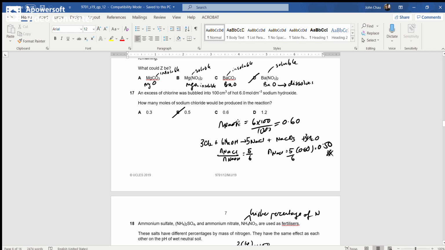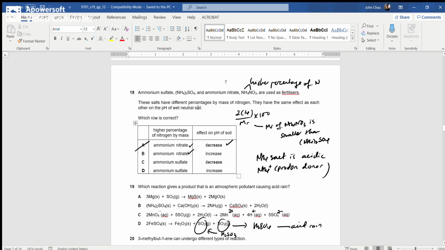Then we find the mole of sodium hydroxide, 0.60. And we get the relationship between the sodium chloride and the sodium hydroxide. The ratio is 5/6. So since we know the mole of NaOH, you multiply, and you get the mole of sodium chloride is 0.50.